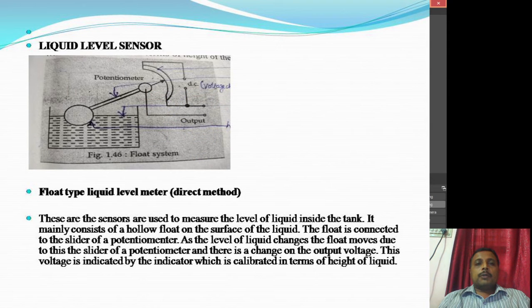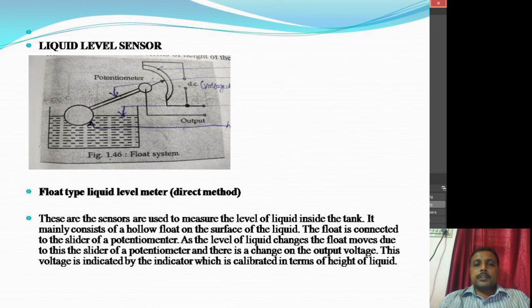Next we will move on to liquid level sensors. As per the sketch, this is a float type liquid level meter, which is a direct method of measurement. It generally consists of a hollow float on the surface of the liquid. As you can see, the ball shaped thing over the liquid is the hollow float. This float is in turn connected to the slider of a potentiometer. As the liquid level in the tank falls, the float moves downwards, or if there is a rise in liquid, the float will move upward.